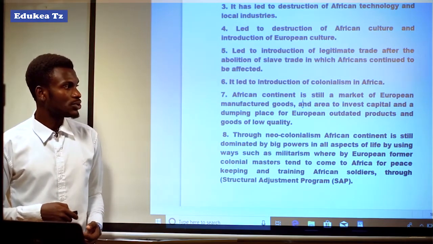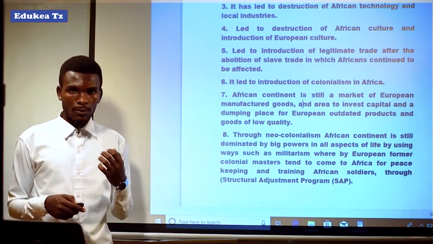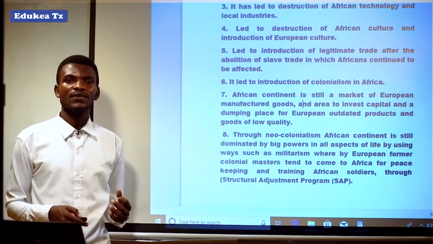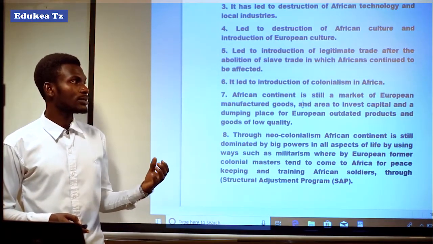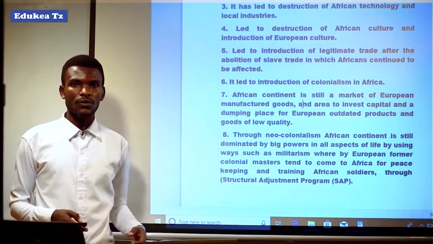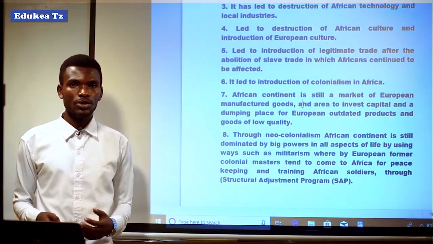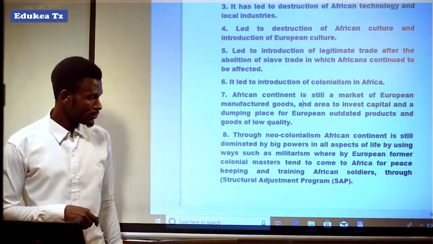Also, the Europeans have been importing outdated products and goods of low quality into African countries, and that is regarded as the result of the widened gap between Africa and Europe in development from the 15th century onwards.